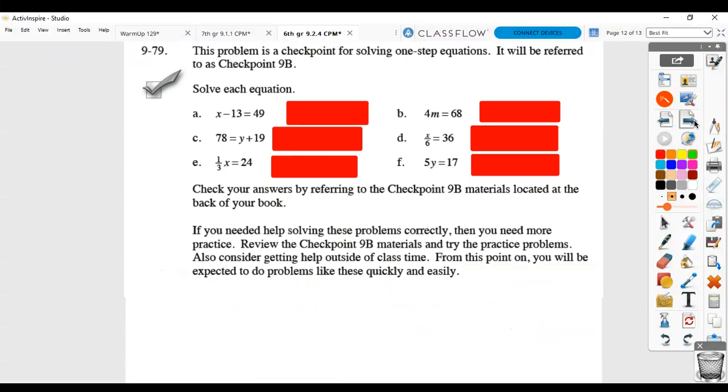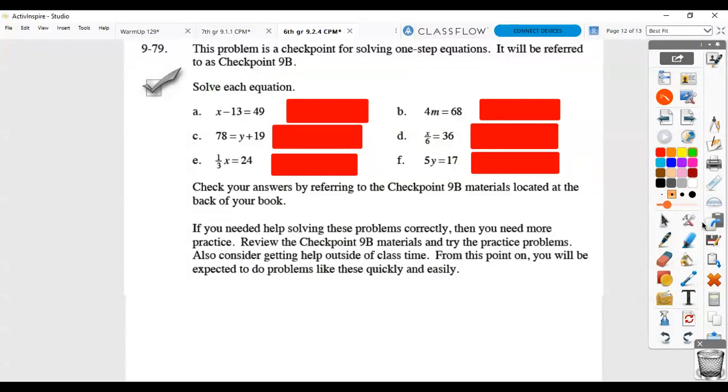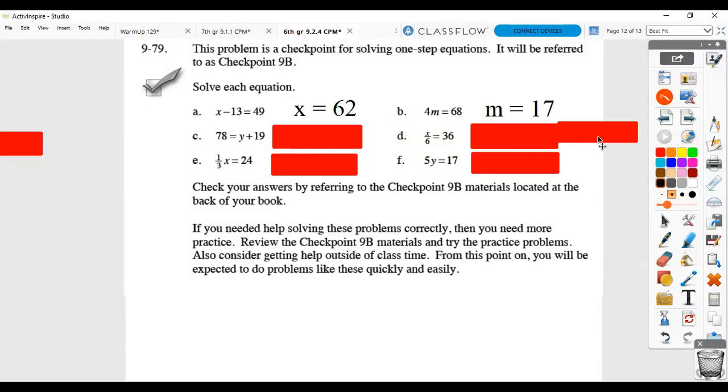And then 979, this is a checkpoint. Again, make sure you're showing work. So for the first one, you should show that you're adding 13 to both sides, then x equals 62. For B, you're dividing both sides by 4, m equals 17. Again, you need to have work shown, even though I'm not going through those steps with you right now. This is a checkpoint. C, you would subtract 19 from both sides.